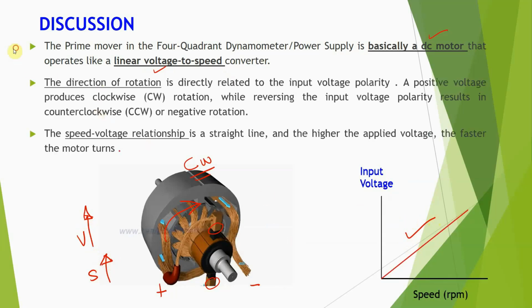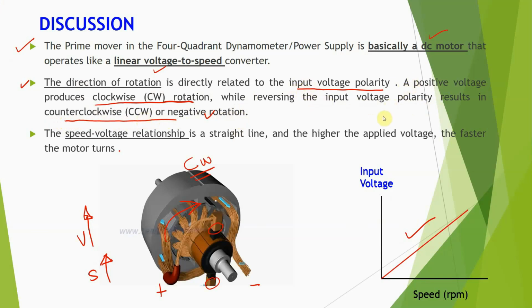Another thing that you should consider in the operation of prime mover is the direction of rotation. It's directly related to the input voltage polarity. A positive voltage produces a clockwise rotation, and a reverse input voltage polarity will cause the rotor of the prime mover to rotate in the counterclockwise direction. We call it negative rotation. So counterclockwise is a negative rotation. Clockwise is a positive rotation.